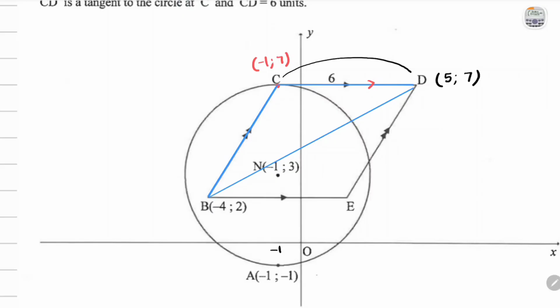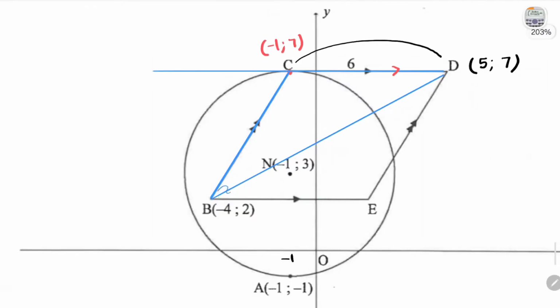What we could do here is simply extend this base of CD. If you extend that, then we can better understand what the height is. The height will go from the highest point, and we can look at that as this point B over here. So if you go down, and we're going to draw a dotted line down to the extension of DC, then you can see that that is the height.